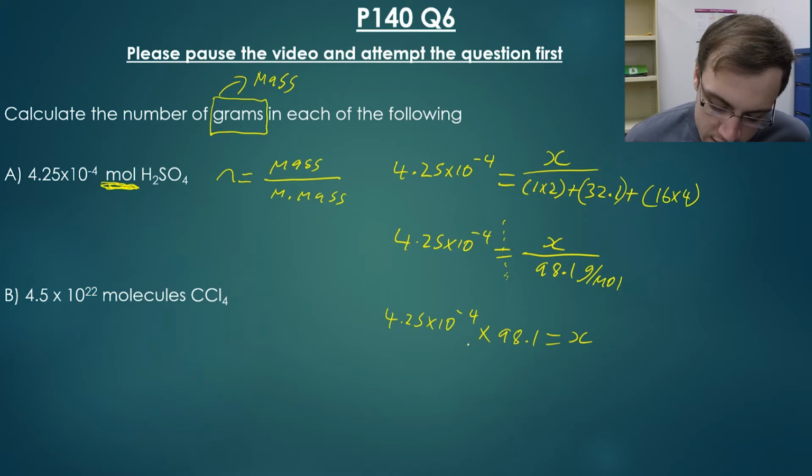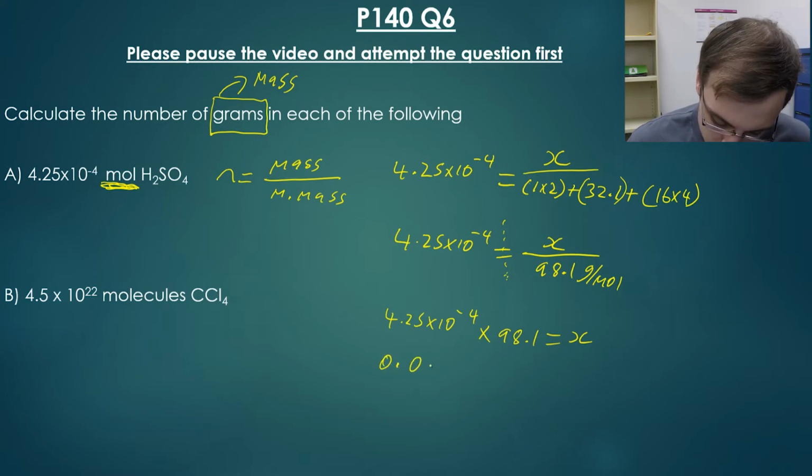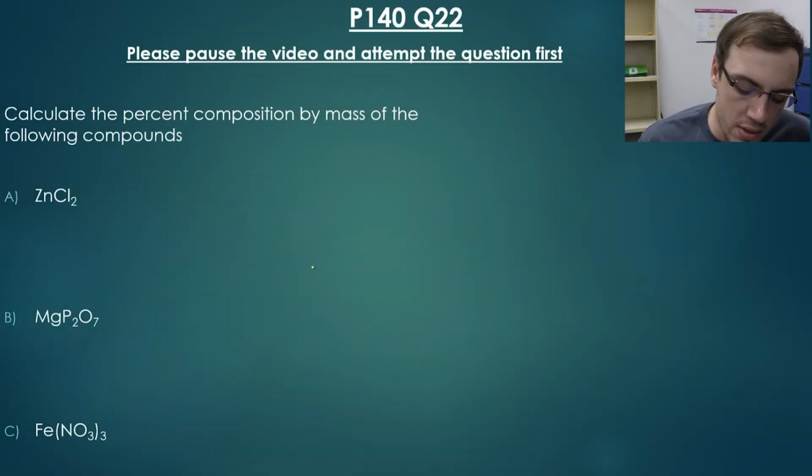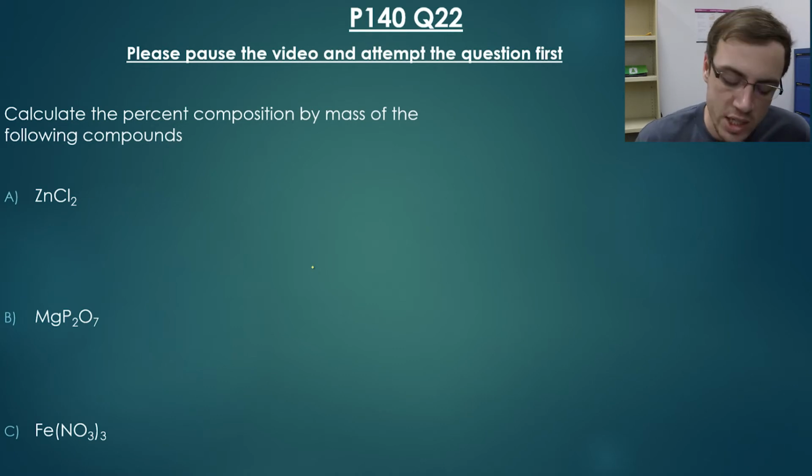So the answer is 0.0417 grams of H2SO4. Okay, let us move forward now to page 140, question 22.